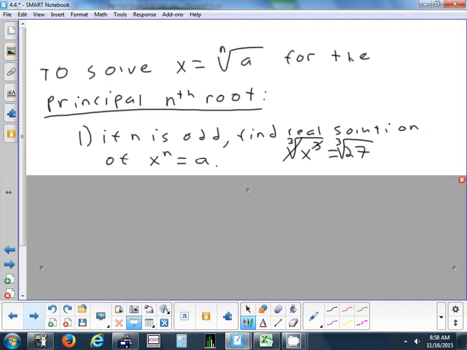So the idea I'm trying to show you here, if you have an equation in this form, you're going to have to take a root to solve it. And now you get x equals the cube root of 27. Either type that into your calculator, or if you just know it, just write it down.